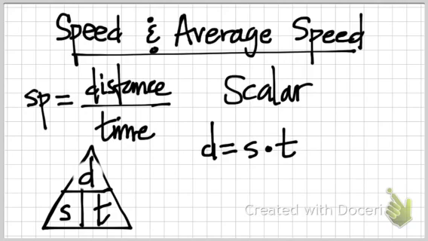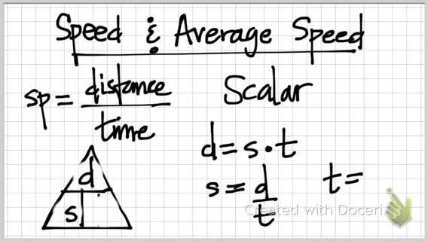Now, if you were looking for speed, you would cover that one up, and what you would be left with is speed equals distance divided by time. And if you were looking for time, you would cover that up, and you would be left with time equals distance divided by speed. I don't know if you're like me, but I like to save a little time, so I am going to normally put things in the magic triangle.